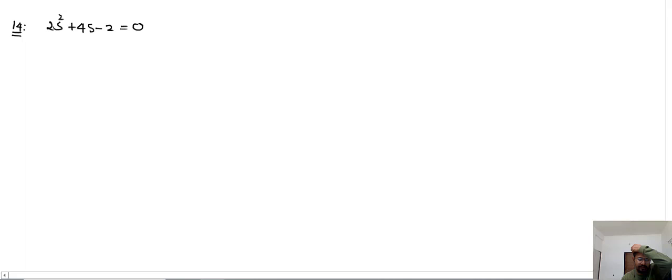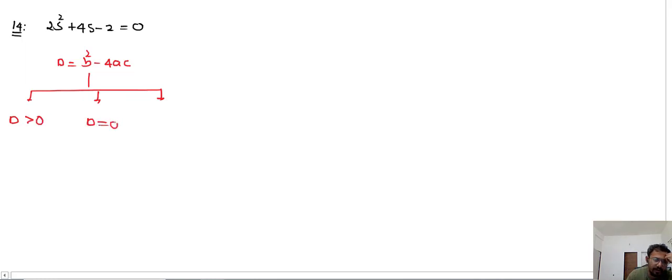Based on that we have 3 types of nature of roots: if your D is greater than 0, D equal to 0, and D less than 0. If your D is greater than 0, the roots are real and distinct. If it is equal to 0, then real and equal. And if less than 0, it's imaginary, not real. Not real in the sense of imaginary.